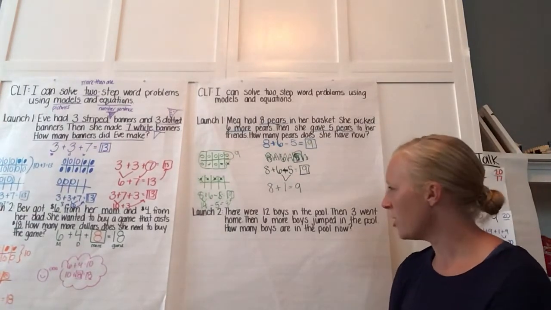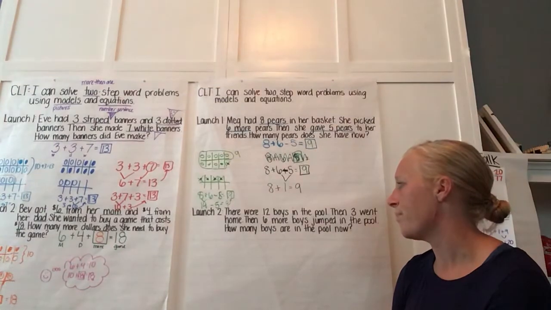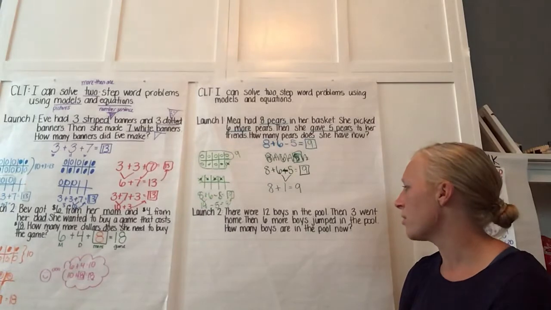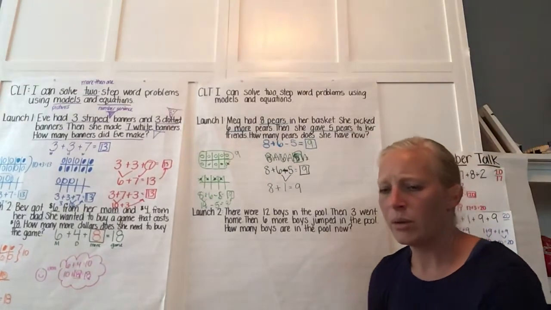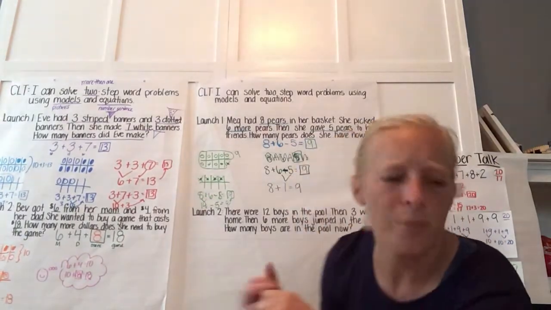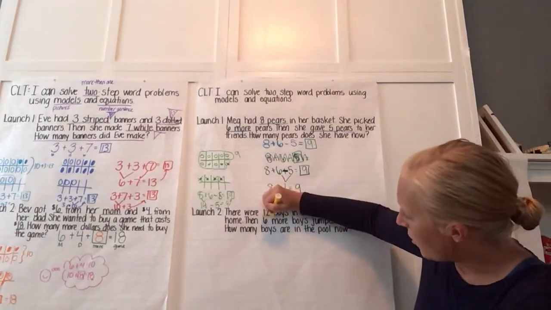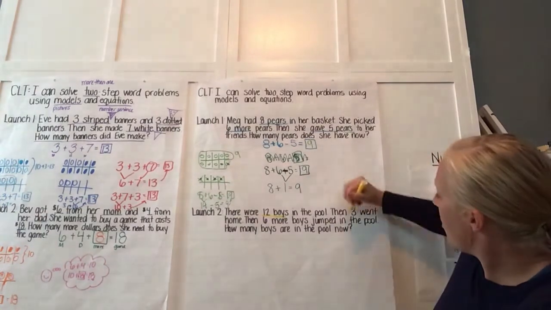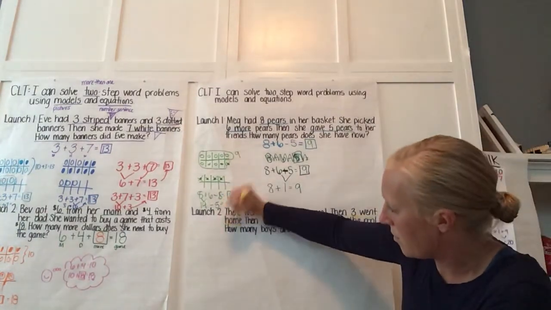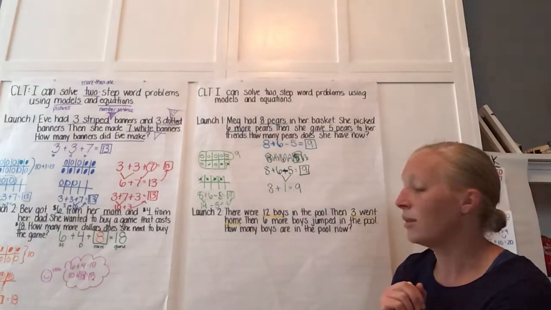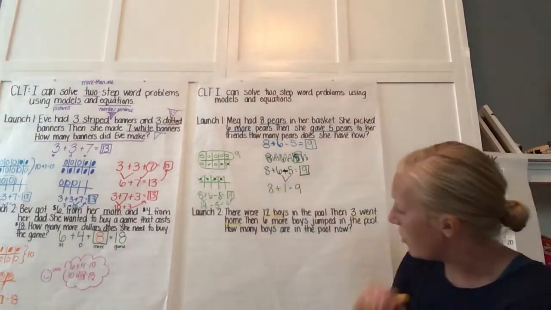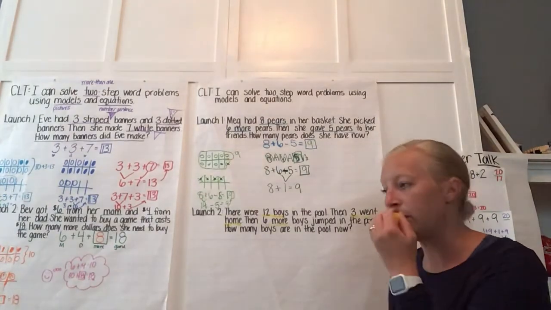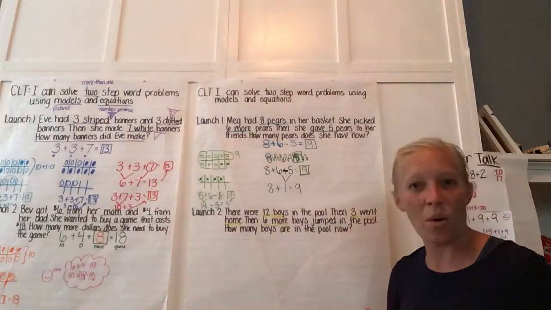There were 12 boys in the pool and 3 went home. Then 6 more boys jumped in the pool. How many boys are in the pool now? What do we already know? Okay, there were 12 boys in the pool. What else do we already know? 3 went home. And what else? 6 more came cannonballing in. You are correct. And what are we trying to find out? How many boys are in the pool now? That question we're going to answer.